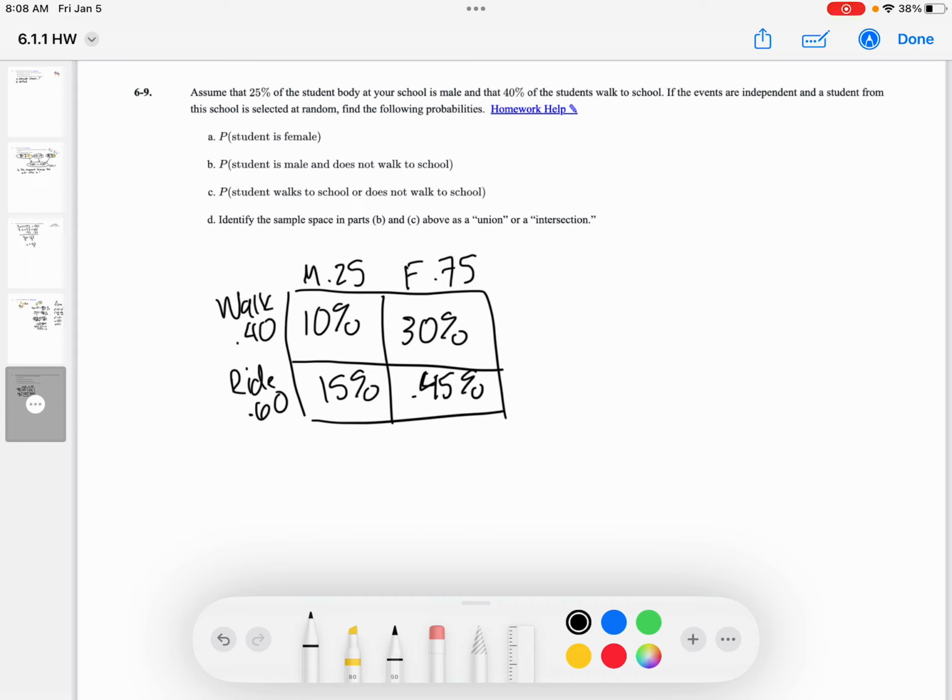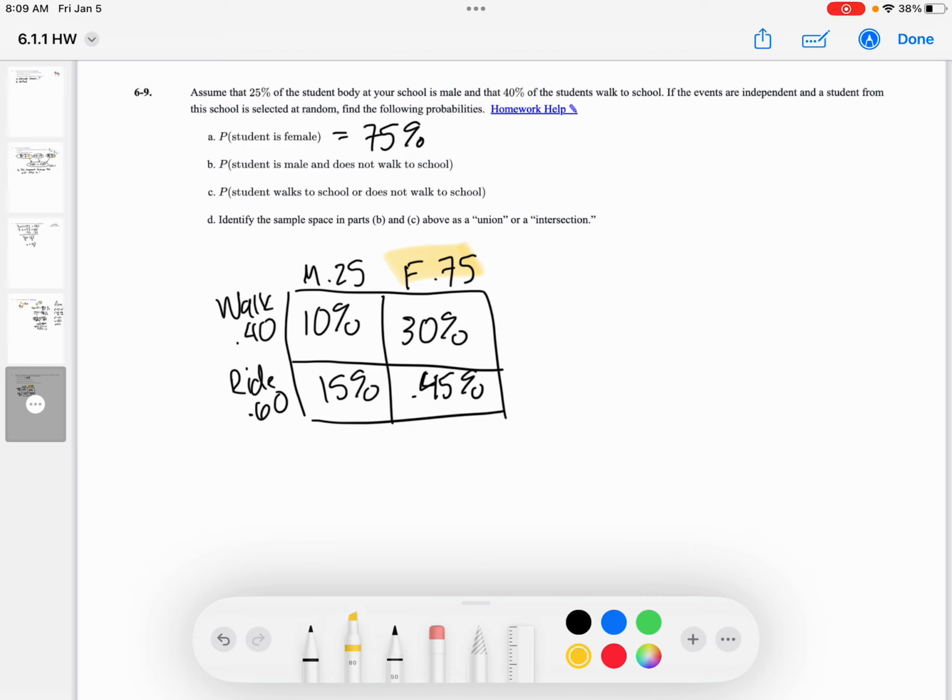The probability that a student is female is just asking that number right there, right? If 25% are male, the rest of them are female. So the probability that a student is female is going to be 75%.